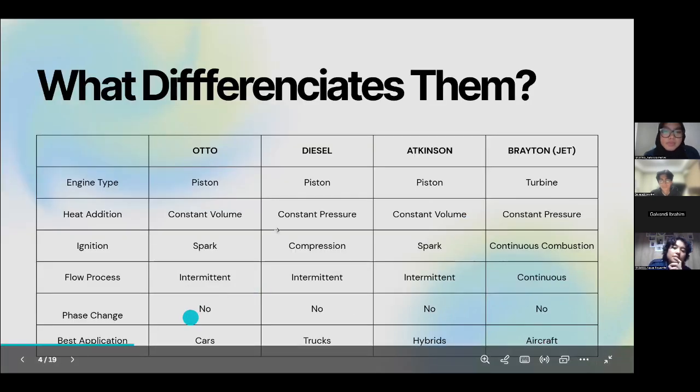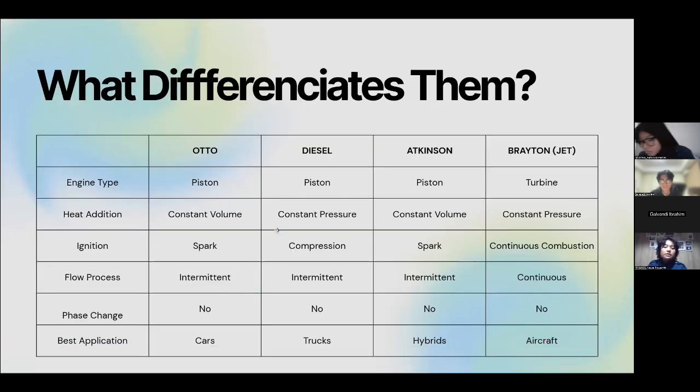So these are the differences between power cycles, which consist of Diesel, Atkinson, and Brayton. You can see from the table that mostly their engine types are pistons, whereas Brayton itself mostly consists of a turbine. Also, Brayton has constant pressure, continuous combustion, a continuous flow process, and no phase change, and its best application is mostly on jet engines.